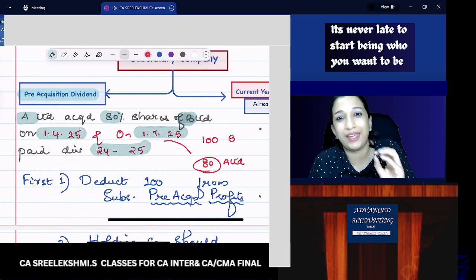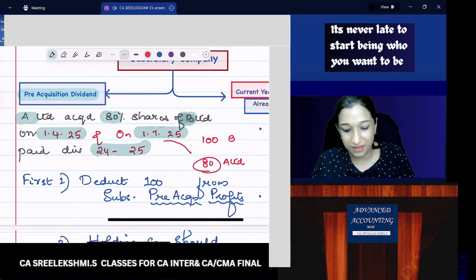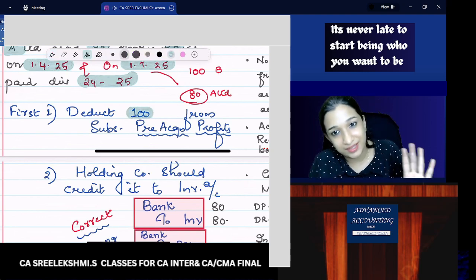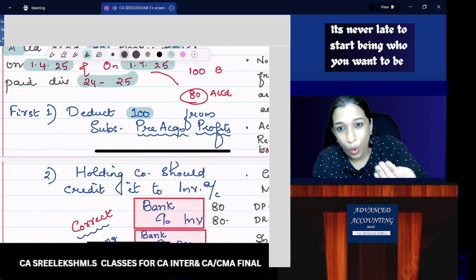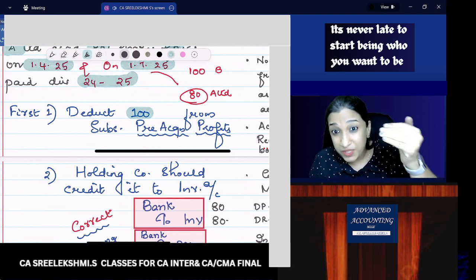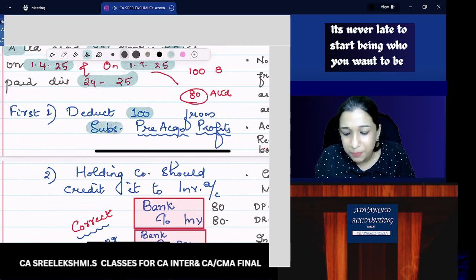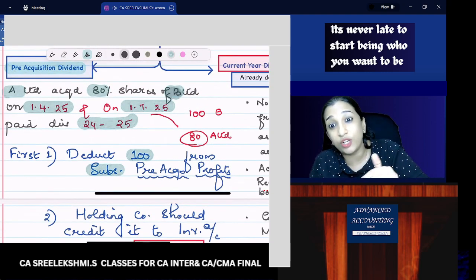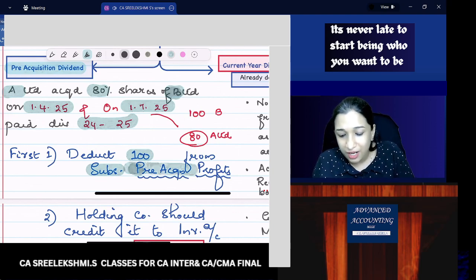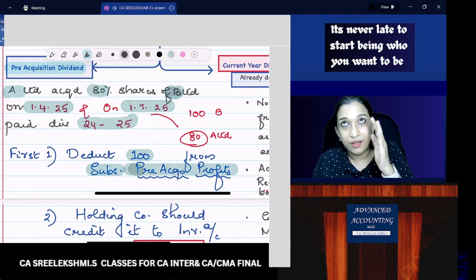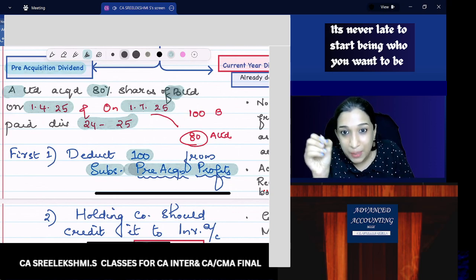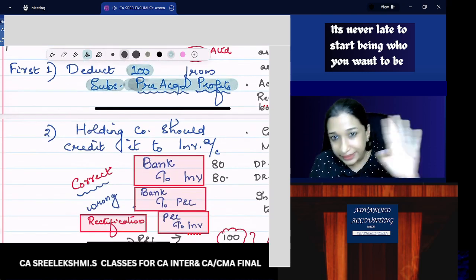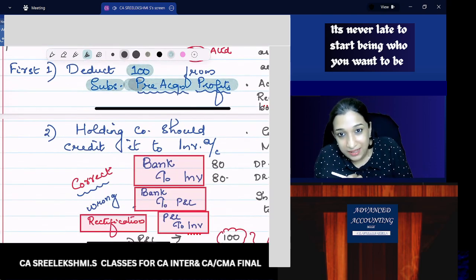So what is the accounting treatment while preparing the CFS? Point number 1: deduct 100 rupees. Of course, the subsidiary paid, the holding company received. So two aspects. The subsidiary paid, so deduct 100 rupees from the subsidiary's profits, because a previous year dividend is paid out of previous year profits only. So deduct 100 rupees from the subsidiary's pre-acquisition profits. When I am doing the analysis, I am taking the subsidiary's pre or opening profits, deduct 100. Done.